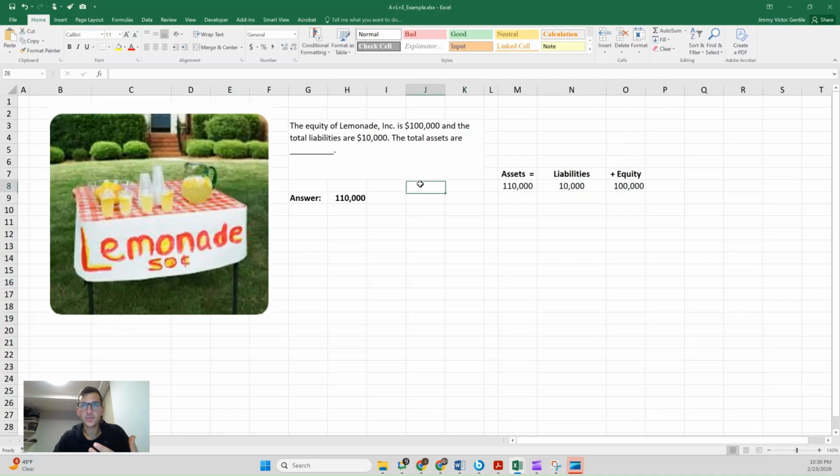So in this example, we are told that the equity of your lemonade company is 100,000 and the liabilities of your lemonade company are 10,000. And they tell us that assets we don't know, that becomes our x. And using the formula assets equal liabilities plus equity, we can just plug in the information that we know and it automatically spits out what it should be. So 100,000 plus 10,000 means the other side of the equation has to be 110,000. And that is the answer to this problem.